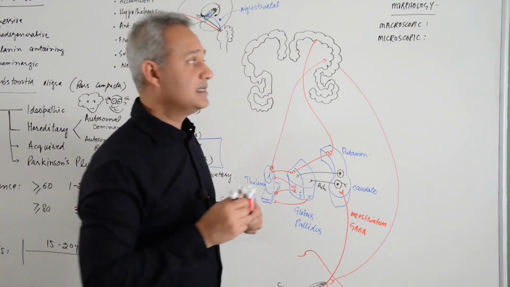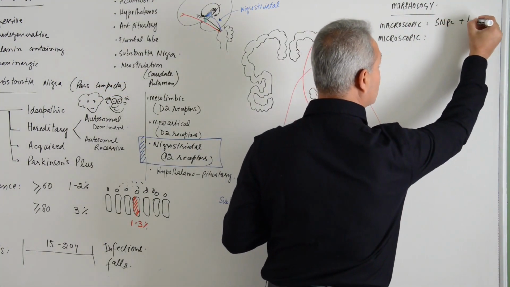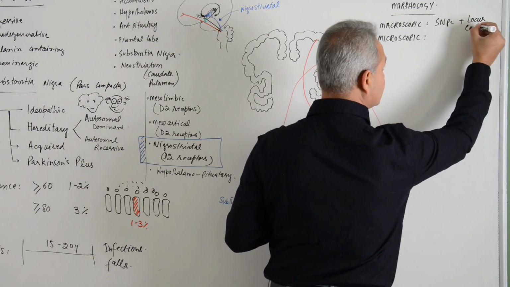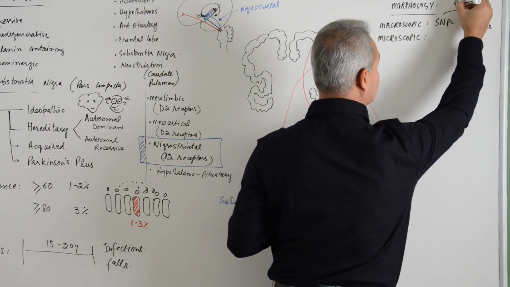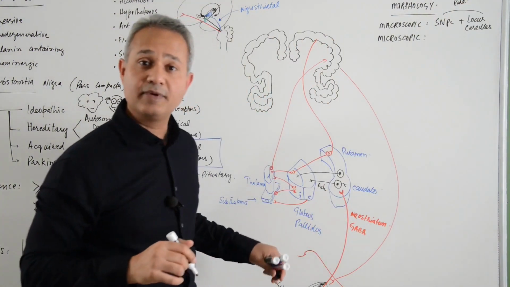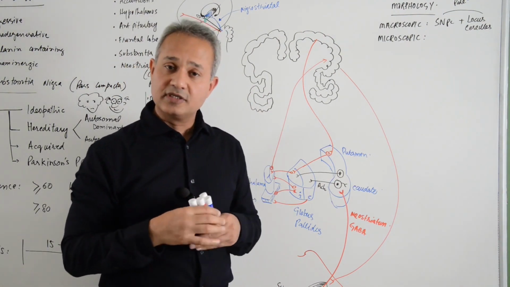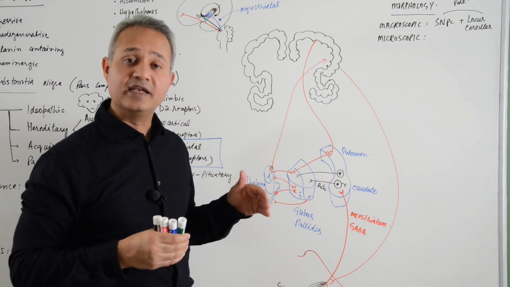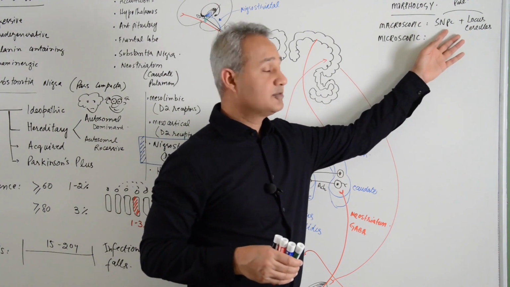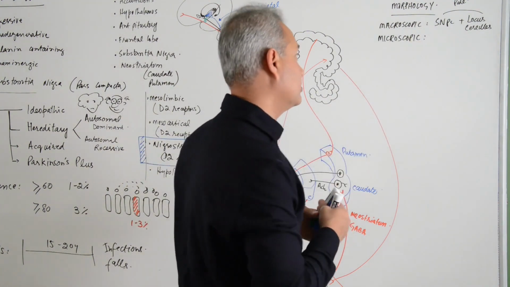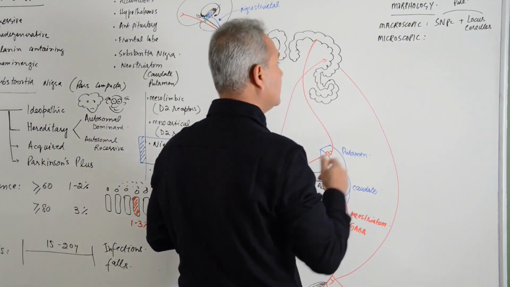Macroscopic morphology is that the substantia nigra pars compacta plus locus coeruleus look pale. Why do they look pale? Because there is a degeneration of the fibers which are dopaminergic and melanin in nature. So because of that degeneration, the substantia nigra pars compacta and the locus coeruleus look pale. That is macroscopic, with the bare eyes.